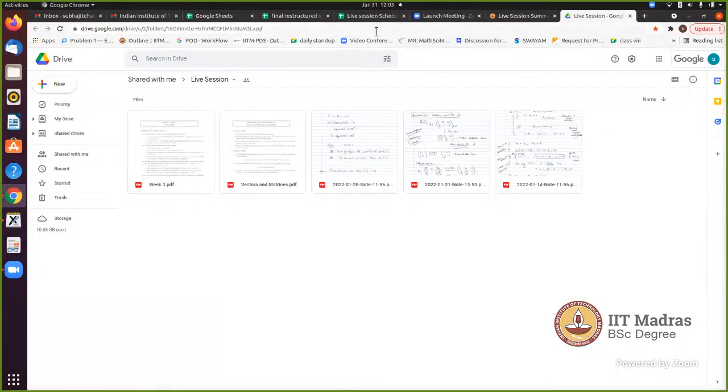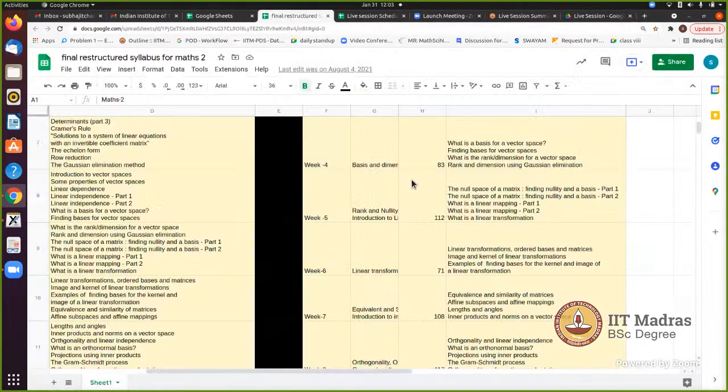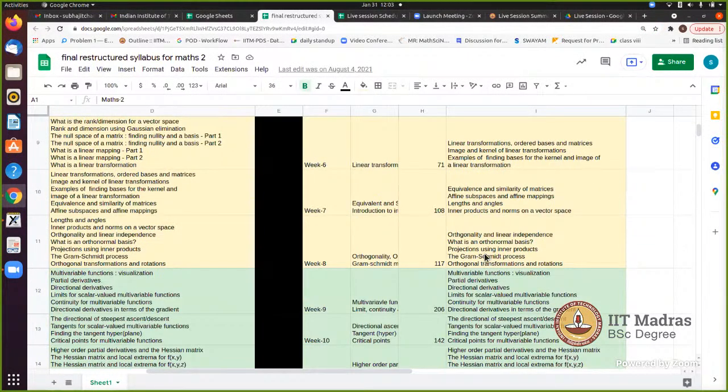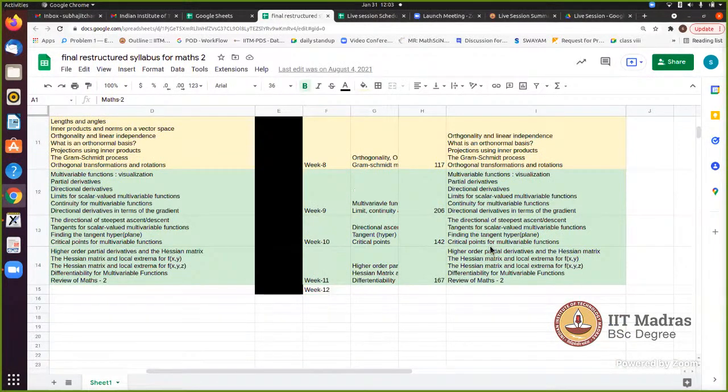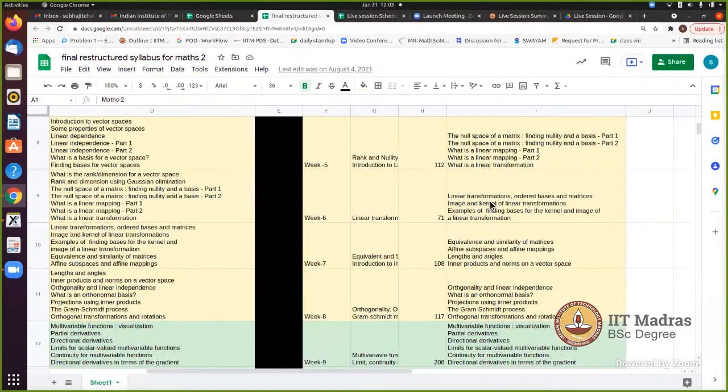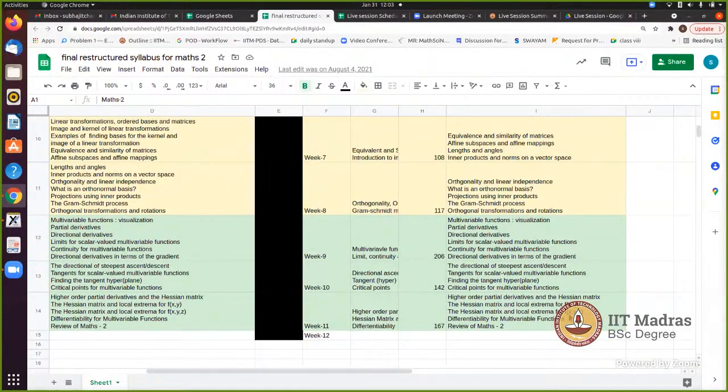Till week 8, there will be a continuation from linear transformation. But even after this, weeks 9, 10, and 11 are also related to what we are doing here.